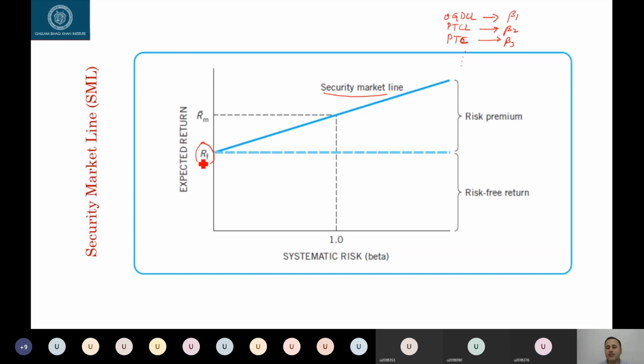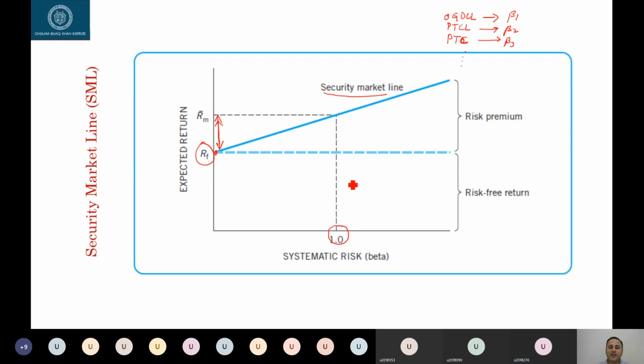RF is the risk-free rate. So no matter what, you get that return. That's why the line starts from here. No matter what, you can easily invest your money at a risk-free rate and get RF as a return. So the minimum that you expect as a premium is this one. For example, if the beta of a certain stock is 1, this is the minimum excess return that you expect here.